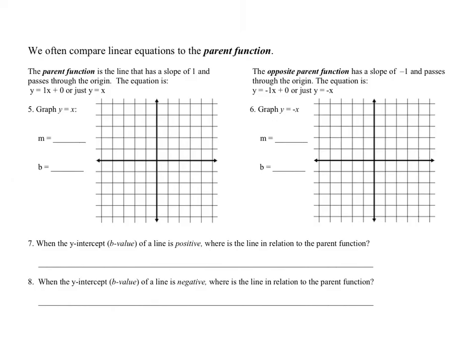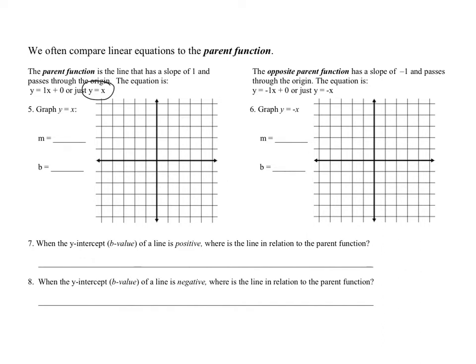So typically, we compare our lines to the parent function. Every single function has a parent function. When you get into Algebra 2, you'll talk a lot about all the different functions. In Algebra 1, we only talk about lines and parabolas, quadratic equations, which we're going to get into next. So the parent function is a line that has a slope of 1 and passes through the origin. The equation is y equals 1x plus 0, or really, just y equals x.